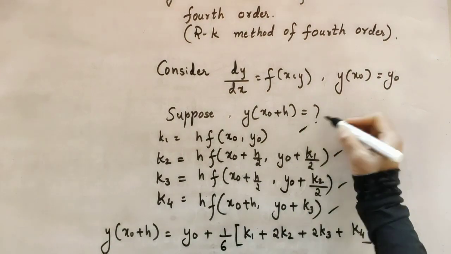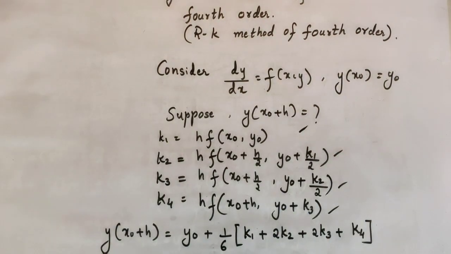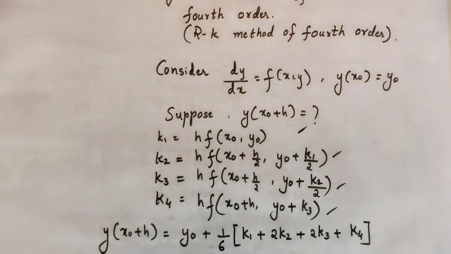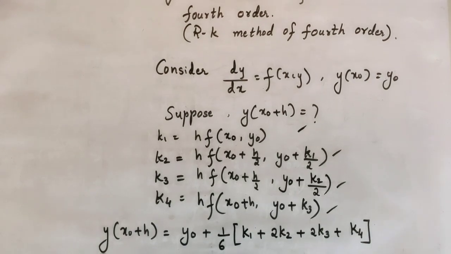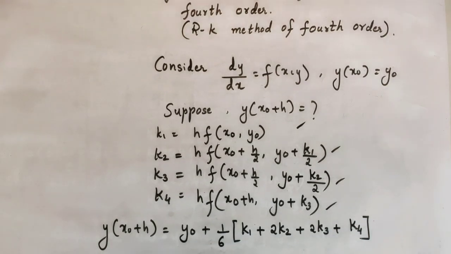This is very simple. K1 is h times f of x naught, y naught. K2 is h times f of x naught plus h by 2, y naught plus k1 by 2. K3 is h times f of x naught plus h by 2, y naught plus k2 by 2. Similarly, k4 is h times f of x naught plus h, y naught plus k3. At the end we work for the value of y at the point x naught plus h, that is y of x naught plus h is equal to y naught plus 1 over 6 times k1 plus 2 times k2 plus 2 times k3 plus k4.